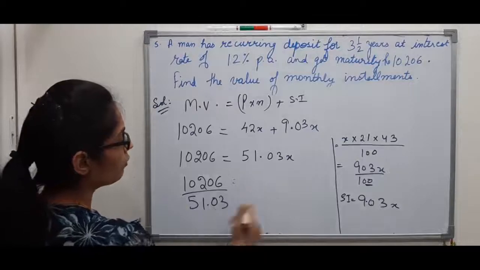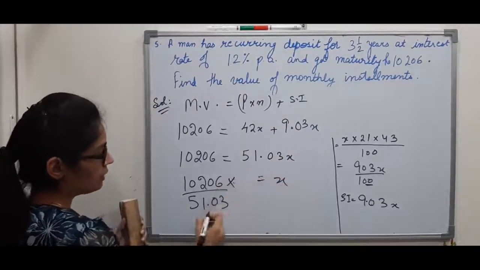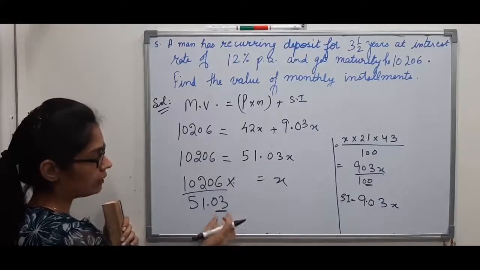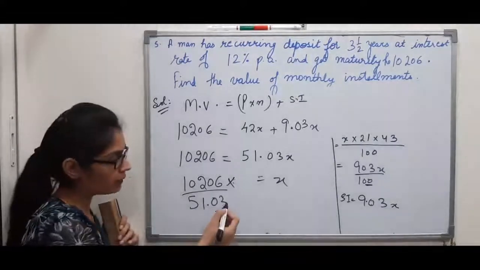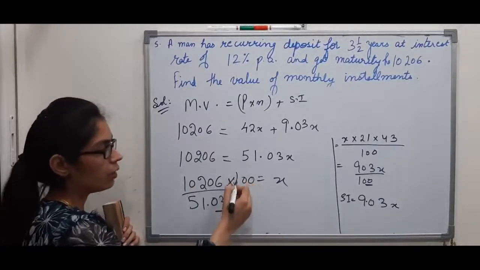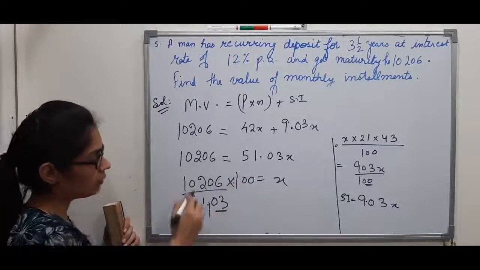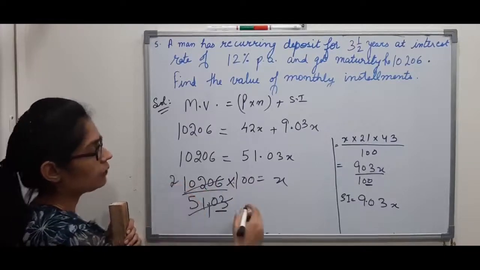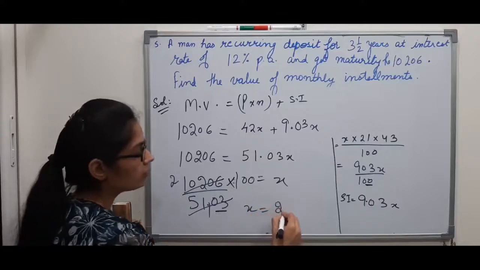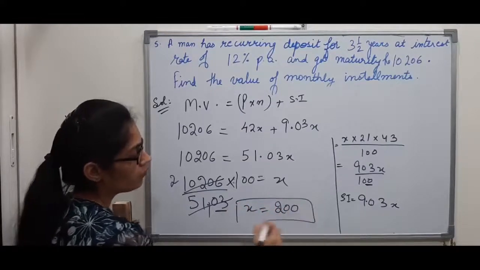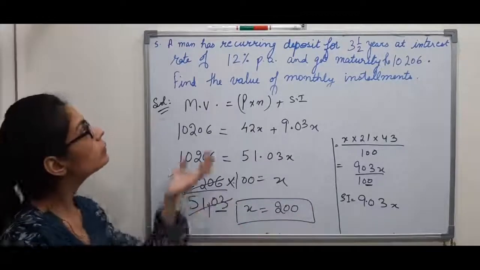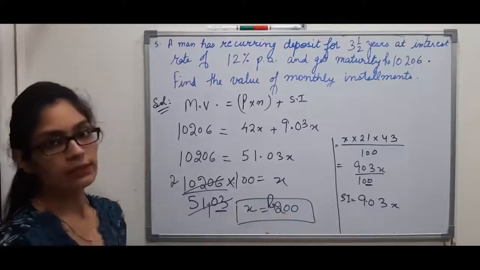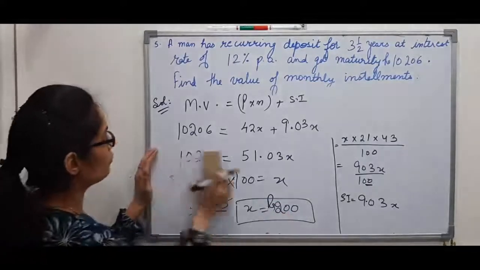Same way you have to do. First of all, you can remove the decimal. Decimal removal, I told you, you have to put the same number of 0 as the numbers after decimal. After decimal, you can see two numbers are there, 1 and 2. You can put 2 zeros along with the 1. So this decimal will be removed. So if you divide these two, you will get the value of x as 200. So we have found the monthly installment of the man is rupees 200. So let's move towards the next question without wasting any further time.